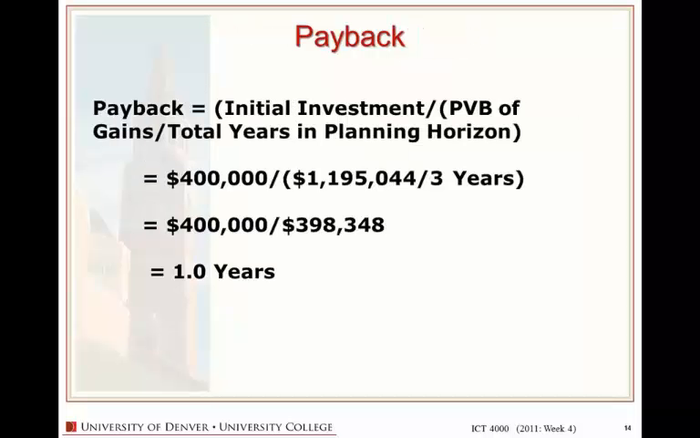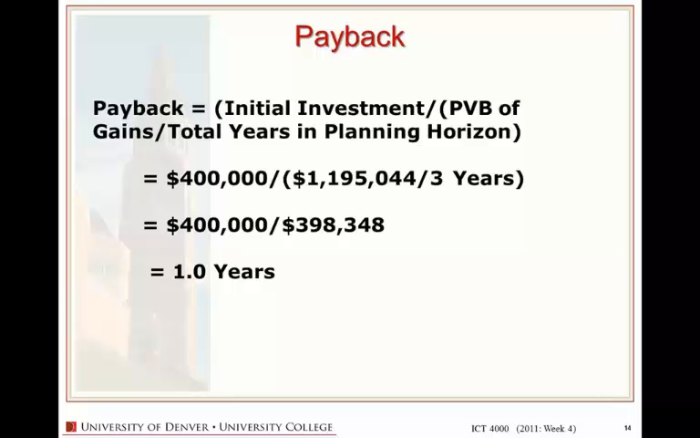The last one is payback. And payback is how quickly do you get your money back? This is a pretty dangerous calculation for reasons that I'll explain here second. But let's just do the mechanics. So here, what you want to do is you take the initial investment and you divide it by the present value benefit of your gains, so the present value of your benefits, and divide that number by the total years in the planning horizon. So basically you come up with what your average present value of the benefit is over the time of your project.